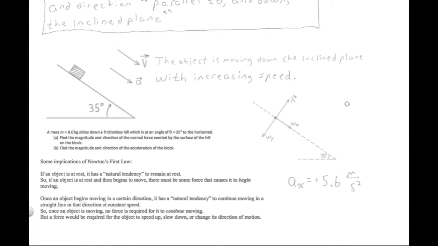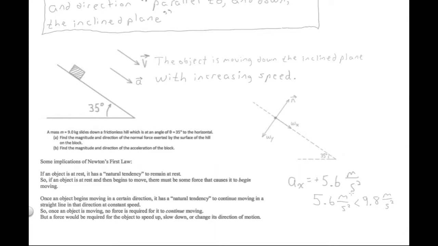So we've seen that the sign of this result makes sense. What about the size of this result? Is there anything that we can compare A sub x to, to see whether the size of this result makes sense? And in this case, there definitely is. We can compare A sub x, 5.6 meters per second squared, to 9.8 meters per second squared.